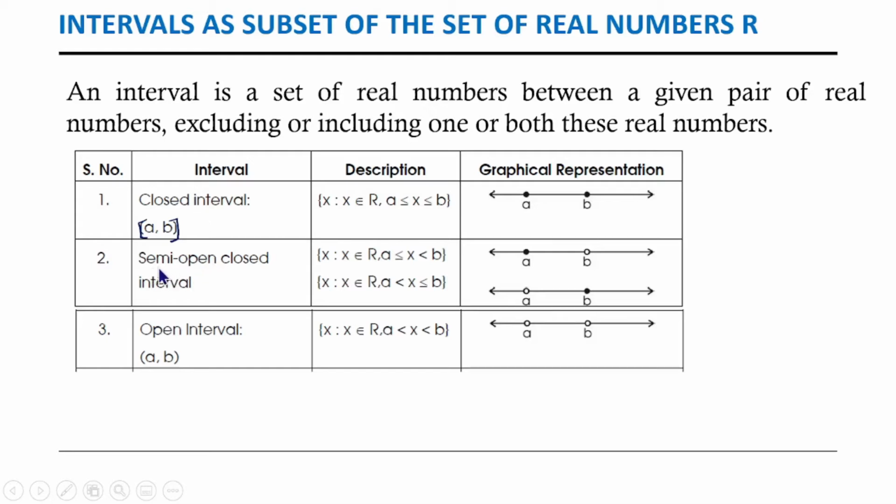Then the next type of interval is semi-open or semi-closed interval. Here the interval is closed at one end and it is open at the other end. Say for example, the set of all x such that x belongs to R and a less than or equal to x less than b.